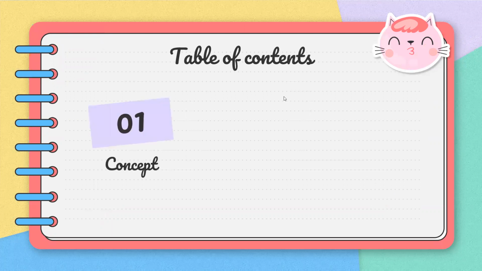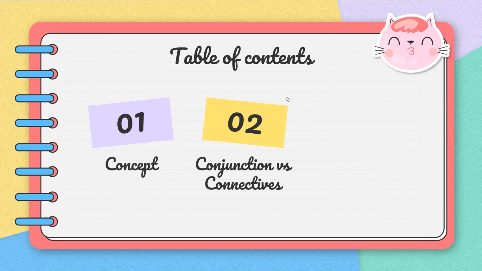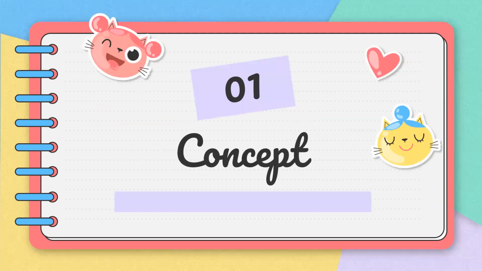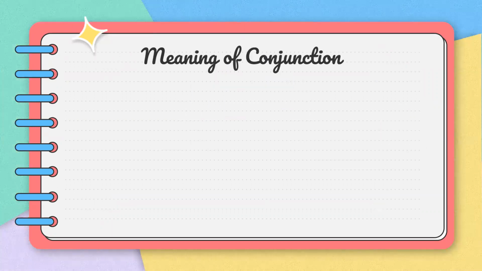First I'll be dealing with the concept and meaning of a conjunction. Then I'll be talking about conjunction versus connectives. Then I'll be talking about certain examples of conjunction. So the first topic is related to the concept, where I'll be talking about the meaning of conjunction. So let me take you to the meaning of conjunction.